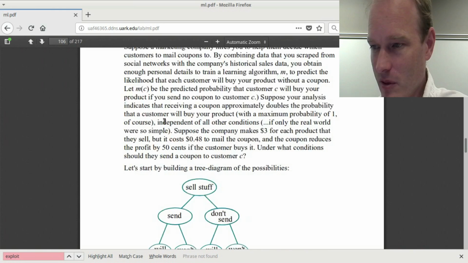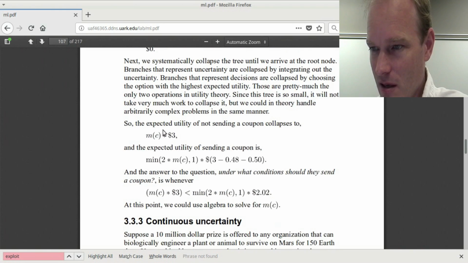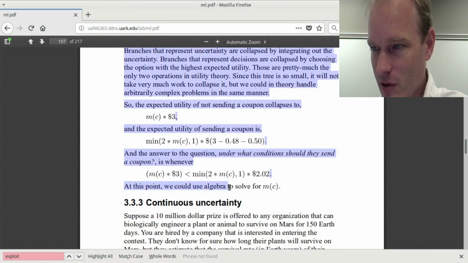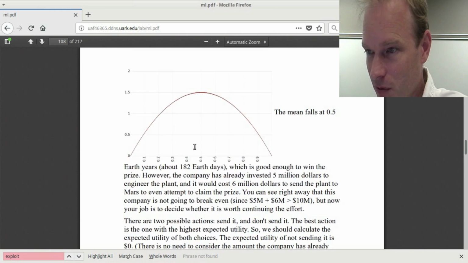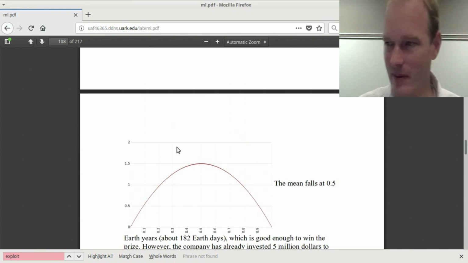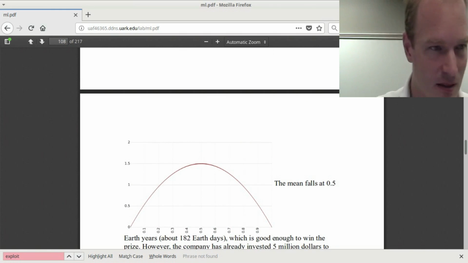Here I talk about how to build trees. I walk you through an example of should you send a coupon to these customers. Here I do an example of continuous probabilities. Let's talk about that really quickly.